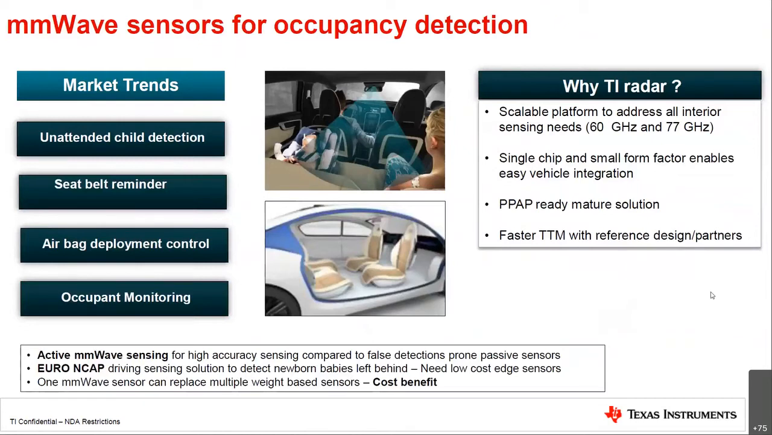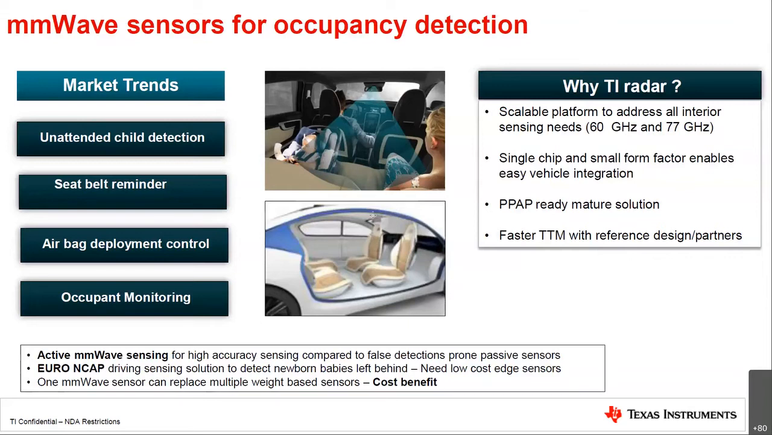So why do we care about mmWave sensors for occupancy detection? We've seen a lot of market trends where there's a requirement to be able to detect an unattended child in a vehicle, and to detect and localize how many people are in the car and at which seats they're sitting in, for more accurate seatbelt reminder systems. You may have experienced in your everyday life typical issues where a gym bag left on a seat or something like that will trigger a safety seatbelt reminder, which tends to be ignored or annoying.